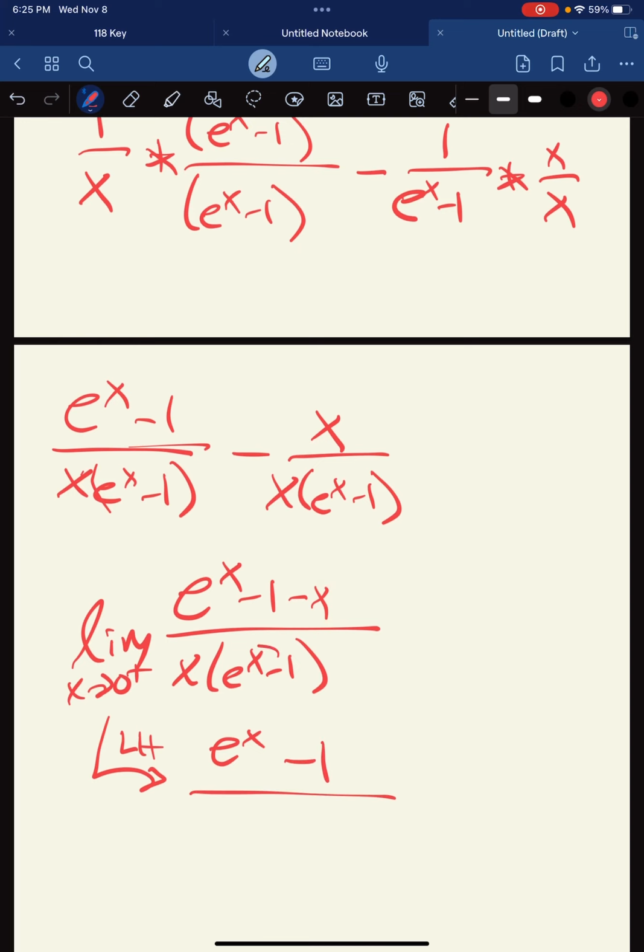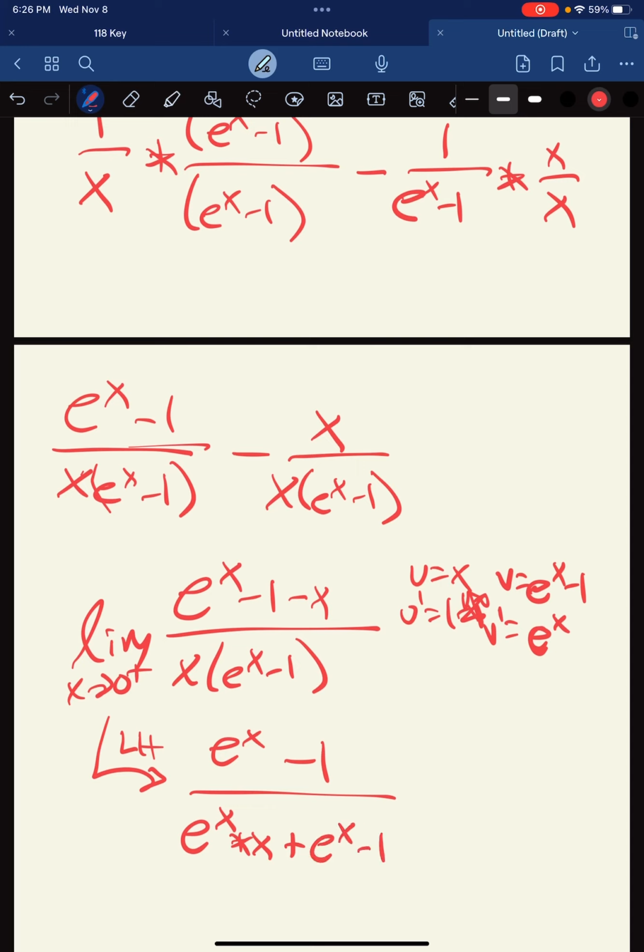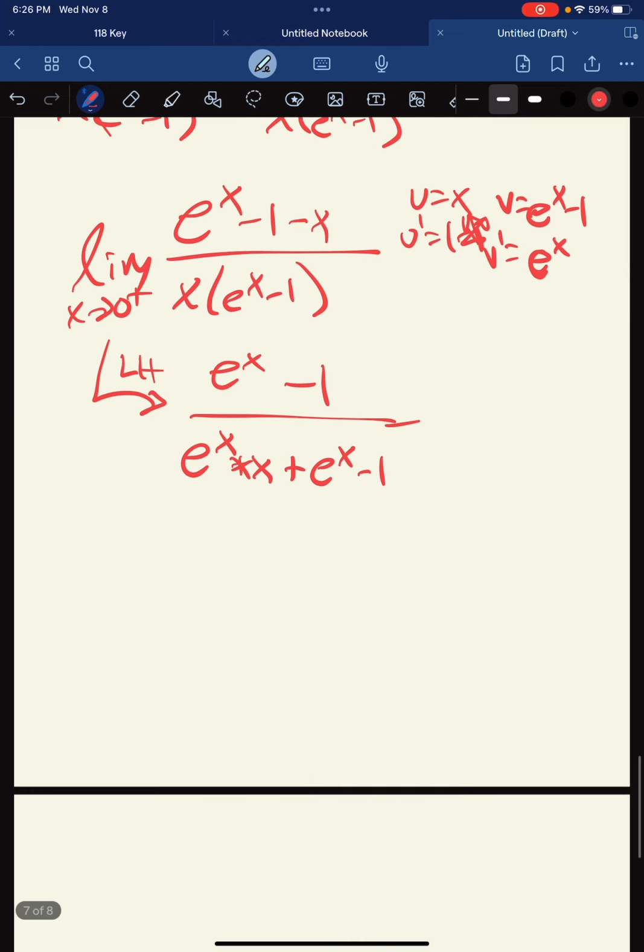Now in the denominator, we've got a product rule where our first term is x. Derivative of that is 1. Our second term is e to the x minus 1. Derivative of that is e to the x. And then the derivative of minus 1 is 0. So now we go across, and we get e to the x times x plus e to the x minus 1, and then all times 1. But we don't put that, obviously.